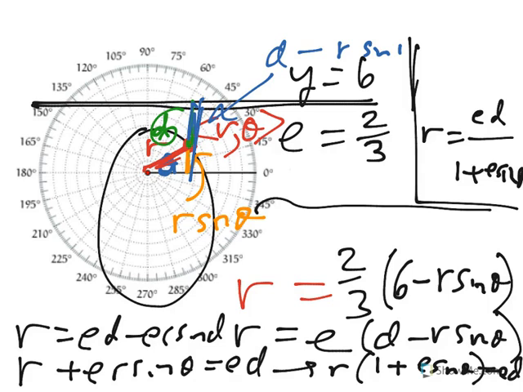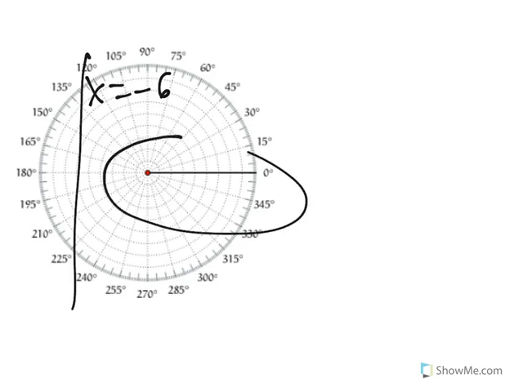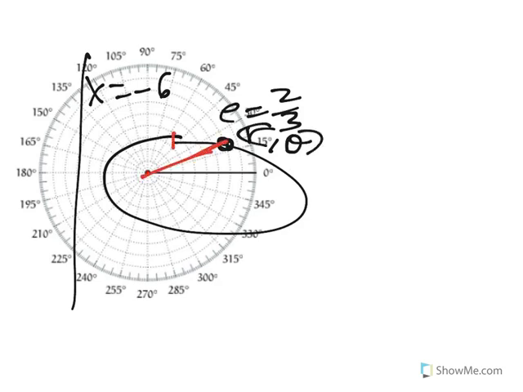There's 2 more cases because we could have a vertical directrix. So let me clear this out. Okay, here's a question with a directrix at x equals negative 6, and the eccentricity is 2/3 again. No big deal. I can do it, call this r theta. Okay, this is r. I like to pick a point in the first quadrant. And I'm going to draw this green line. So we know that r is equal to 2/3, which is the eccentricity, times the distance to the directrix. I'll split that up though, like that.